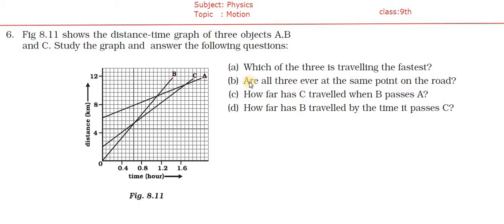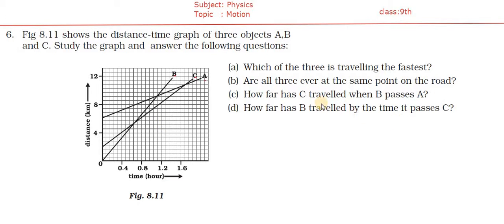So our next question, the second question: are all three ever at the same point on the road? No, isn't it? Only here C and B are meeting, and again here A and C are meeting, but all three are not meeting at the same point. So the answer for this is never. No, they will not meet.